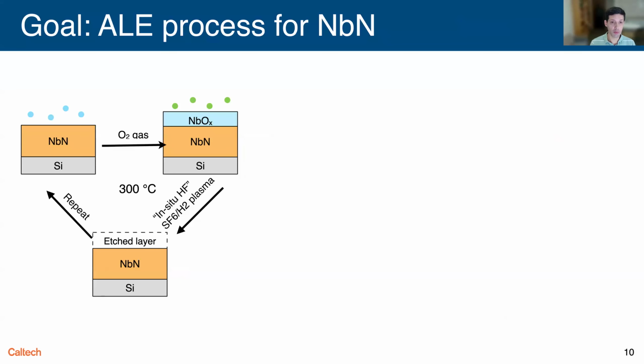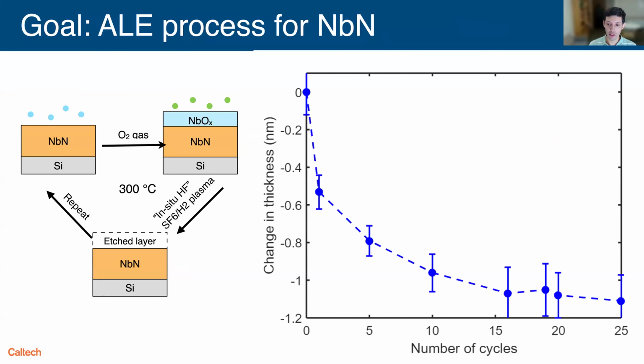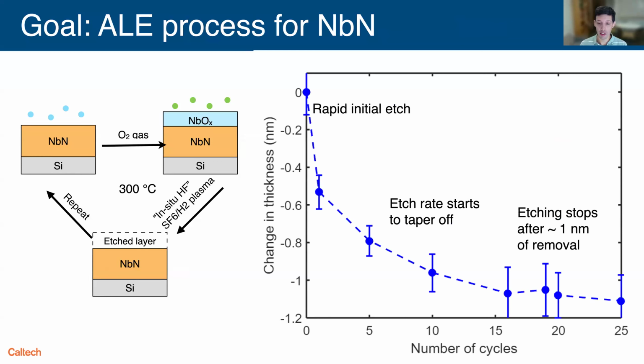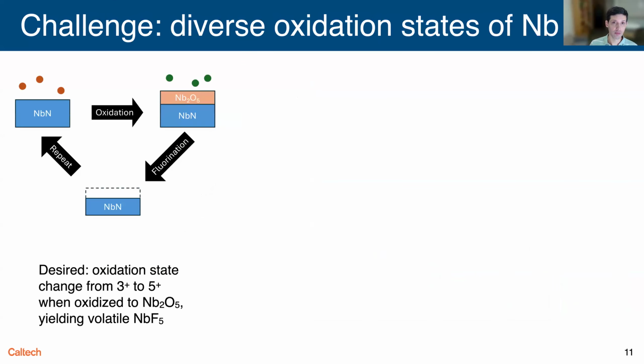So as a first step, we applied the same process to niobium nitride. Unfortunately, what we found was not ideal. Here's a plot of the change in thickness versus number of cycles. We see that although there is an initial etching at the beginning of the process, the etch rate eventually plateaus after about a nanometer of removal. This is, of course, not desirable because we'd like to be able to run this process as many cycles as we like. Now, in retrospect, this is not so surprising because niobium is well known to have diverse oxidation states, and only one of them produces a volatile fluoride, that being Nb2O5.